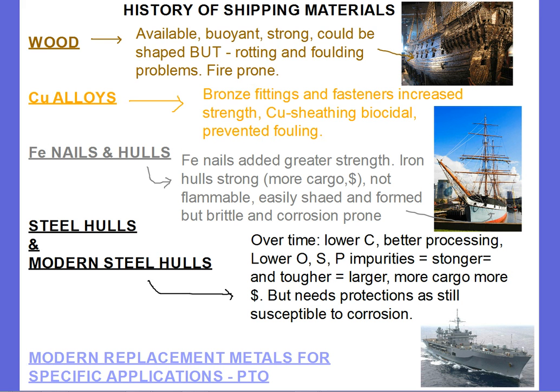And eventually, once we could start purifying our iron better and making steel, that took over because it was much stronger, much less brittle, and also less prone to corrosion than iron. But you need to know some reasons and applications for all these things in the history of metals. These days, though, we don't just make ships out of steel, we use other metals as well.